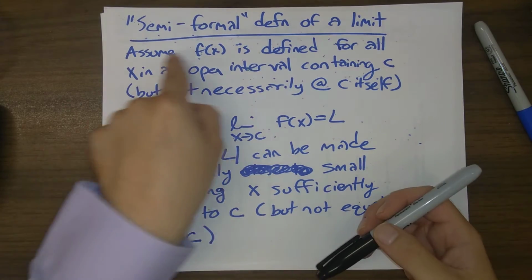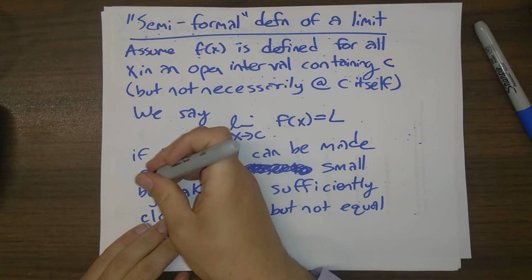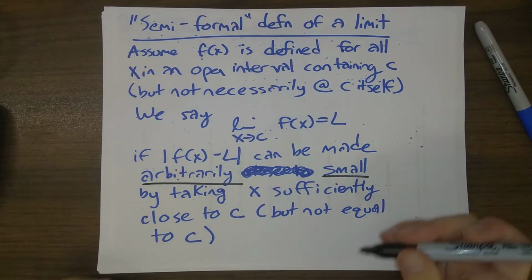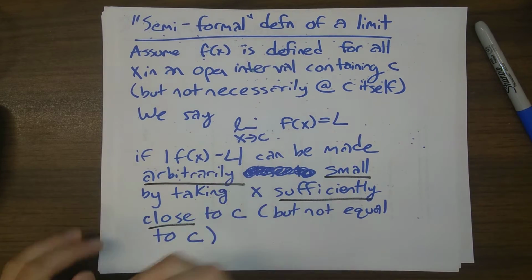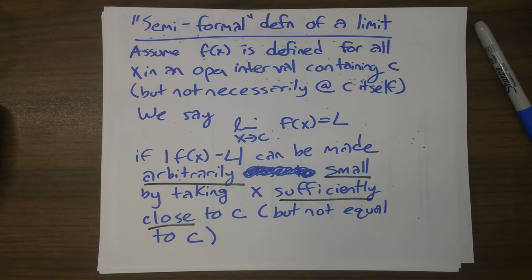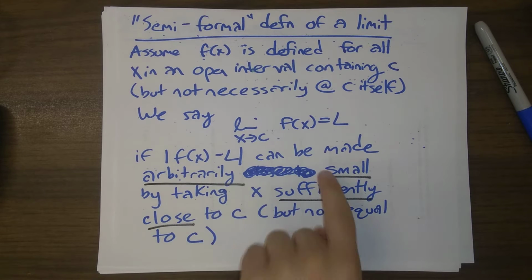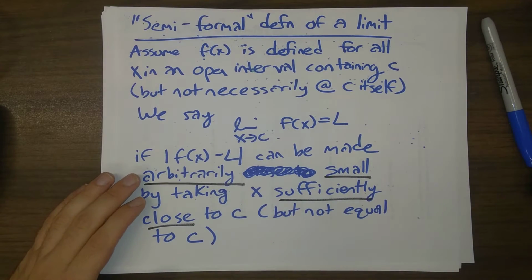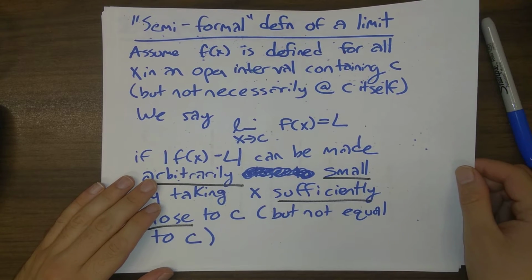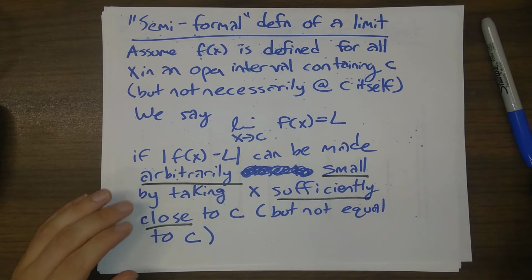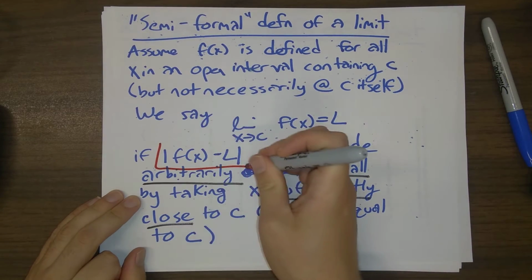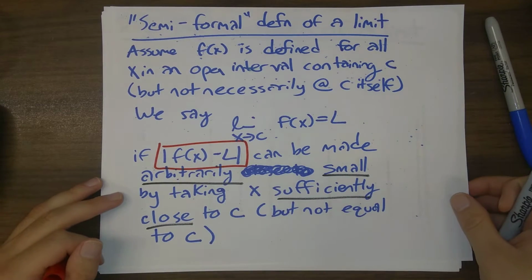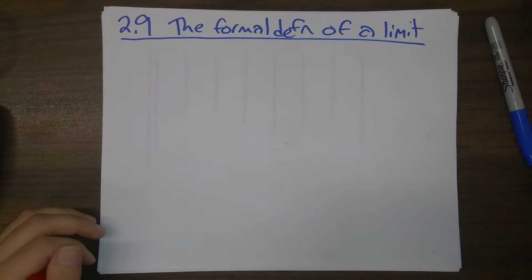And so why is this semi-formal and not formal? Well, we use the phrases arbitrarily small and sufficiently close. And so we want to come up with a way to precisely say what arbitrarily small means, and what sufficiently close means. In order to do this, the key quantity here is going to be the absolute value of f of x minus L.